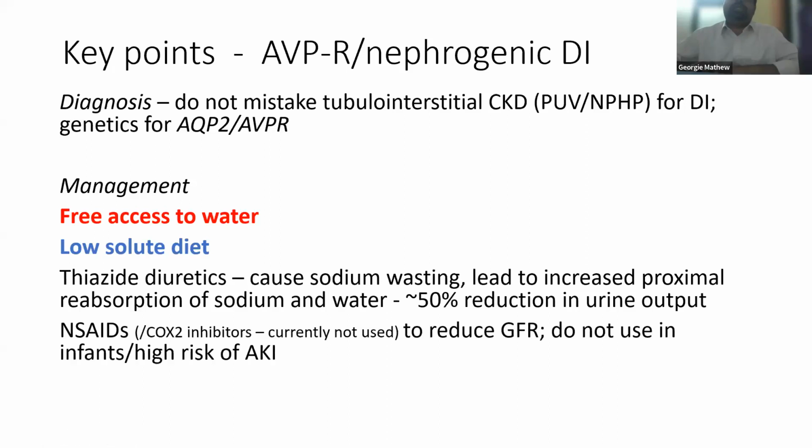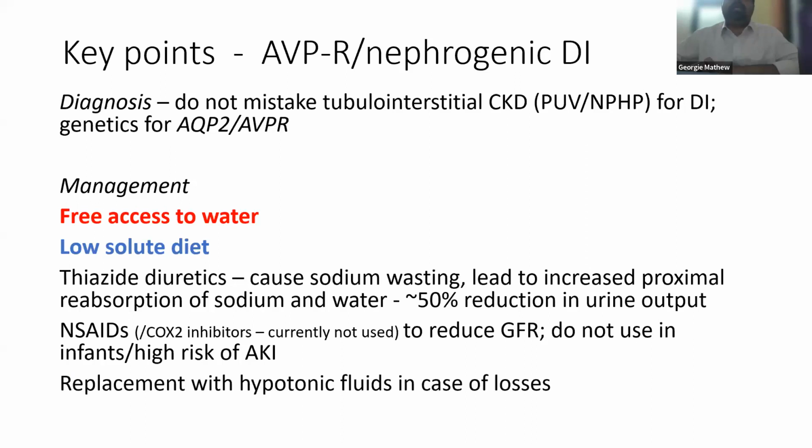NSAIDs can be used to reduce GFR. However, it does not solve the actual problem. It reduces the GFR, hence it reduces the urine output. However, it should not be used in infants or children with high risk of AKI.